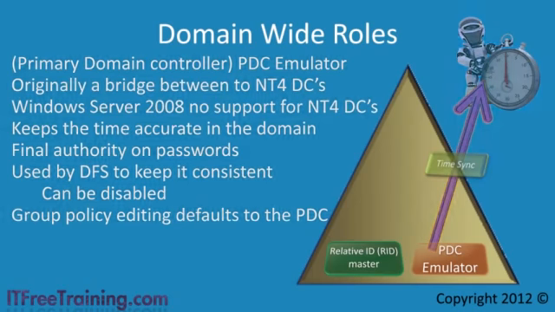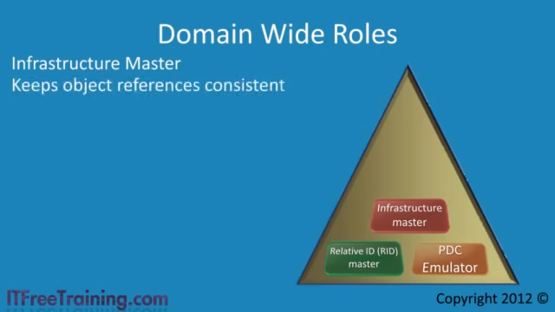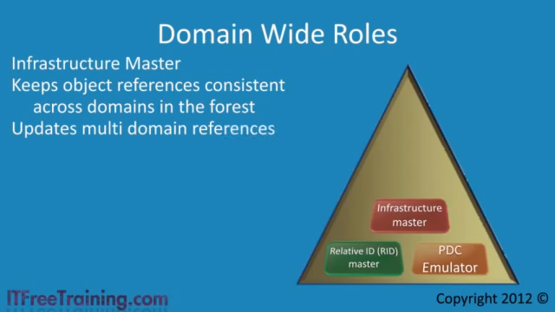The last of the 5 roles is the infrastructure master role. This role is important for keeping changes in object references consistent across domains. It does things such as track object moves, renames, and deletes across domains. It also updates multi-domain references in Active Directory when changes occur.